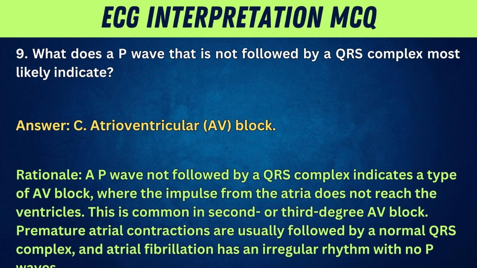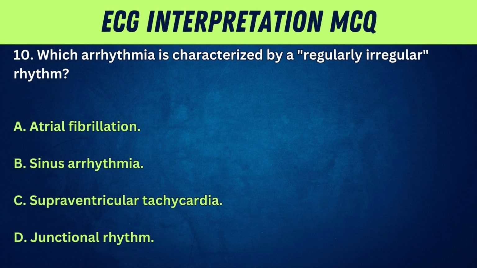Atrioventricular AV block. Rationale: a P wave not followed by a QRS complex indicates a type of AV block where the impulse from the atria does not reach the ventricles. This is common in second or third-degree AV block. Premature atrial contractions are usually followed by a normal QRS complex, and atrial fibrillation has an irregular rhythm with no P waves.